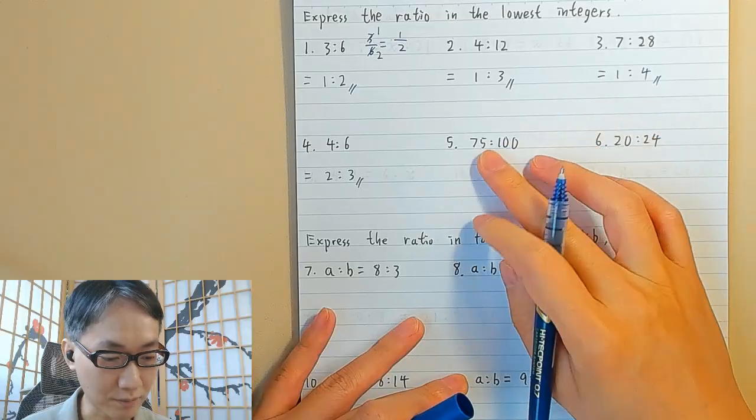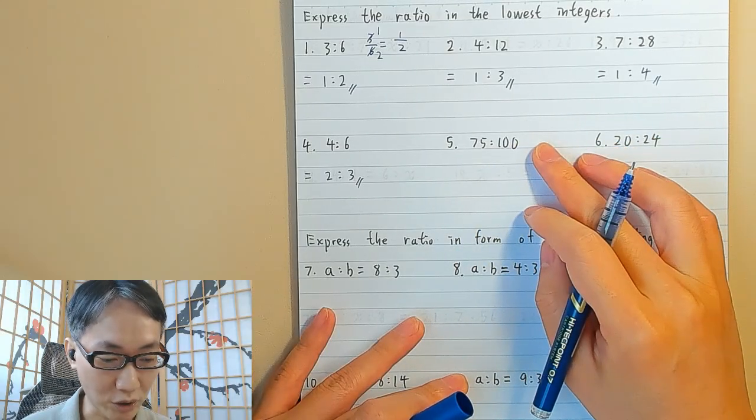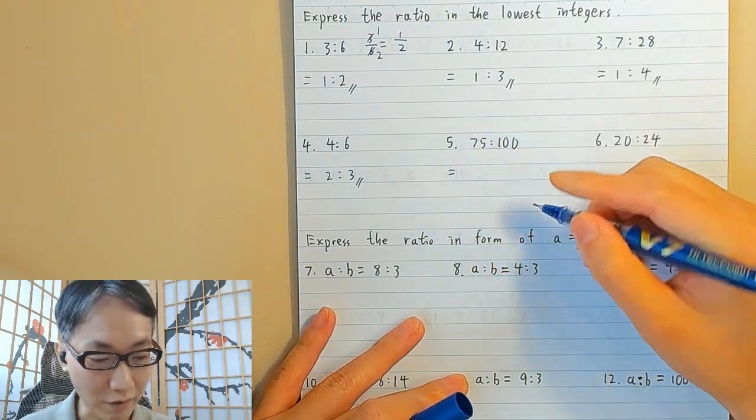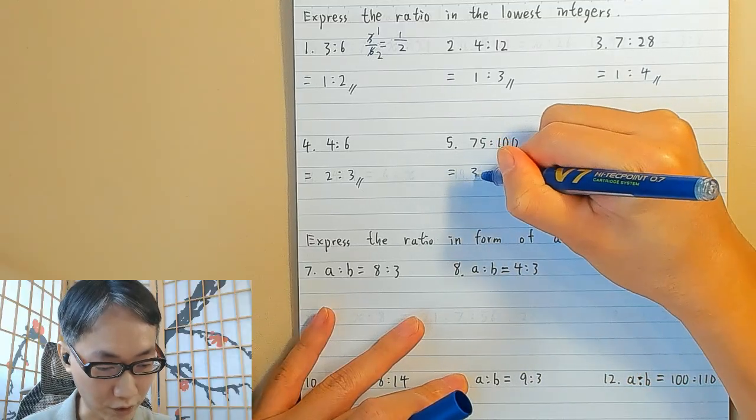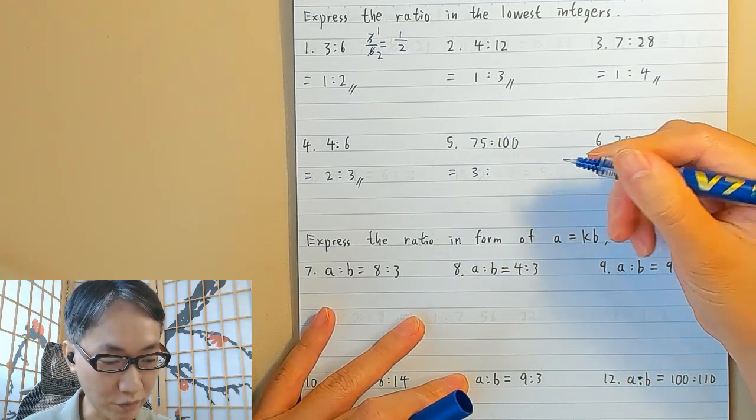75 and 100. So the HCF is 25. So 75 divided by 25 is 3. 100 divided by 25 is 4.